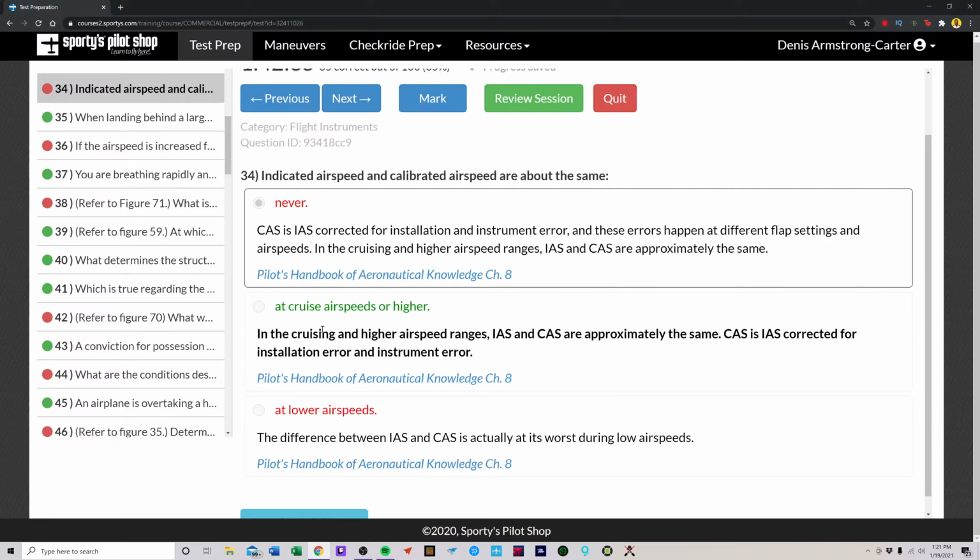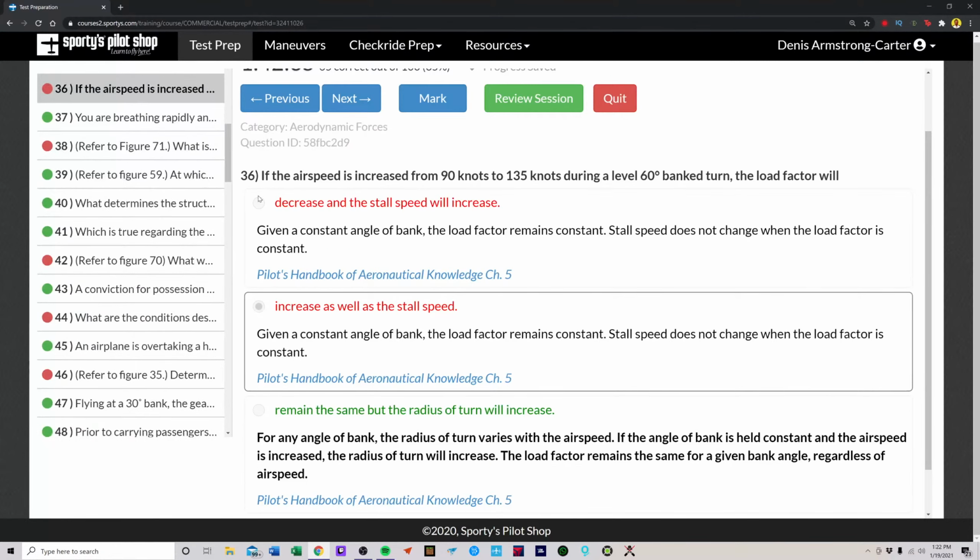At cruise, airspeeds higher or higher. At cruise, airspeeds or higher. Interesting. Alright, I'll remember that. They're at cruise. Alright. If the airspeed is increased from 90 to 135 knots during a level 60-degree bank turn, the load factor will remain the same. Interesting. Alright.